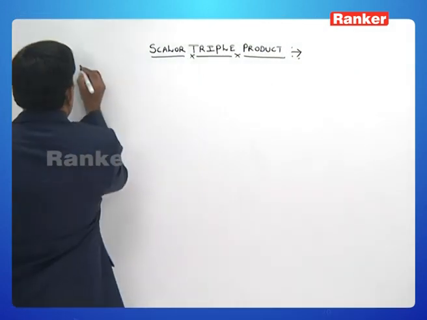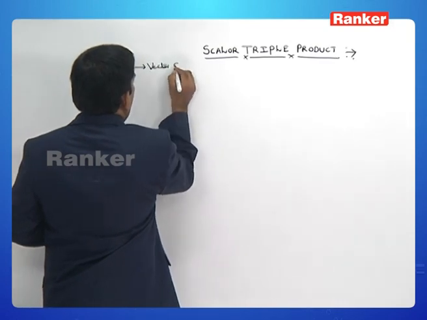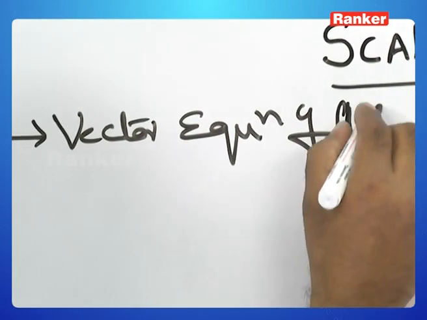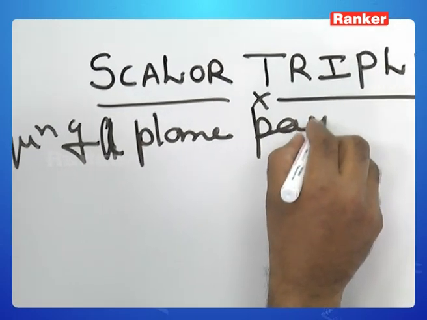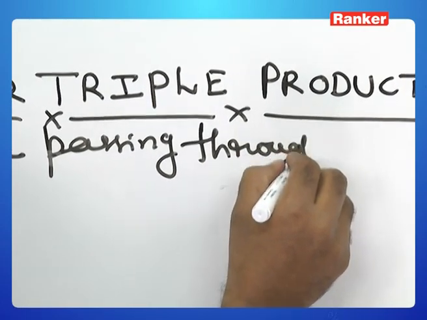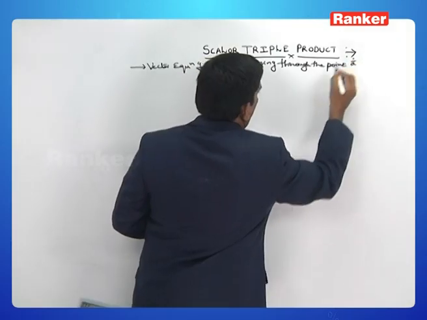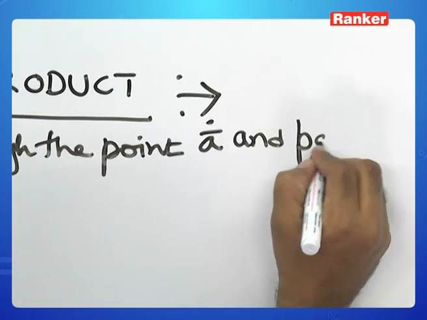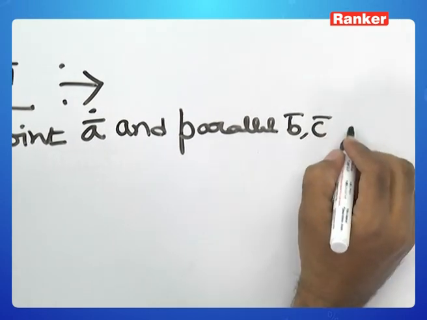What is that? Now the vector equation of a plane passing through the point A bar and parallel to B bar and C bar is.